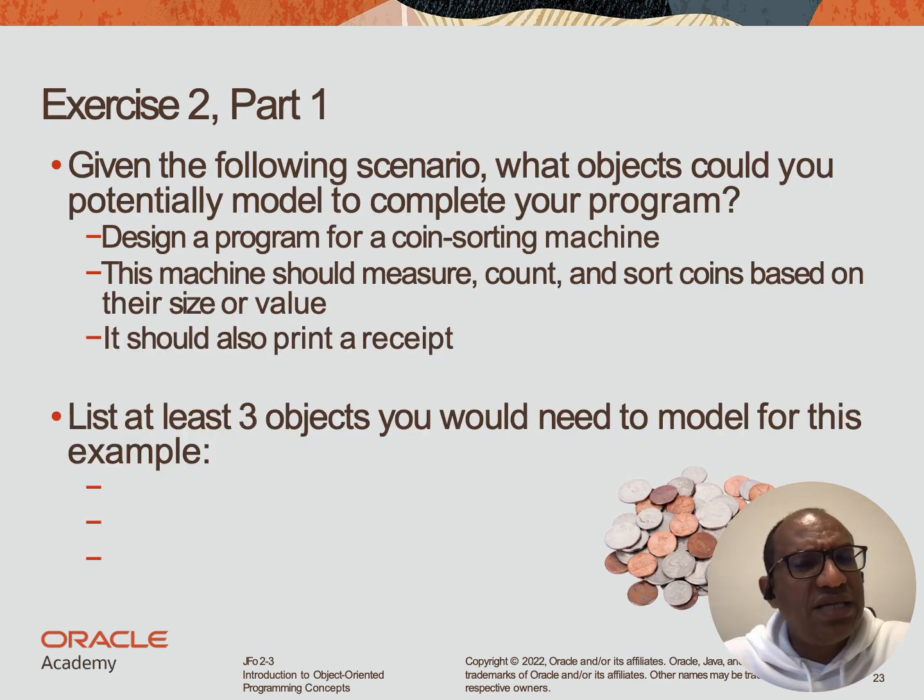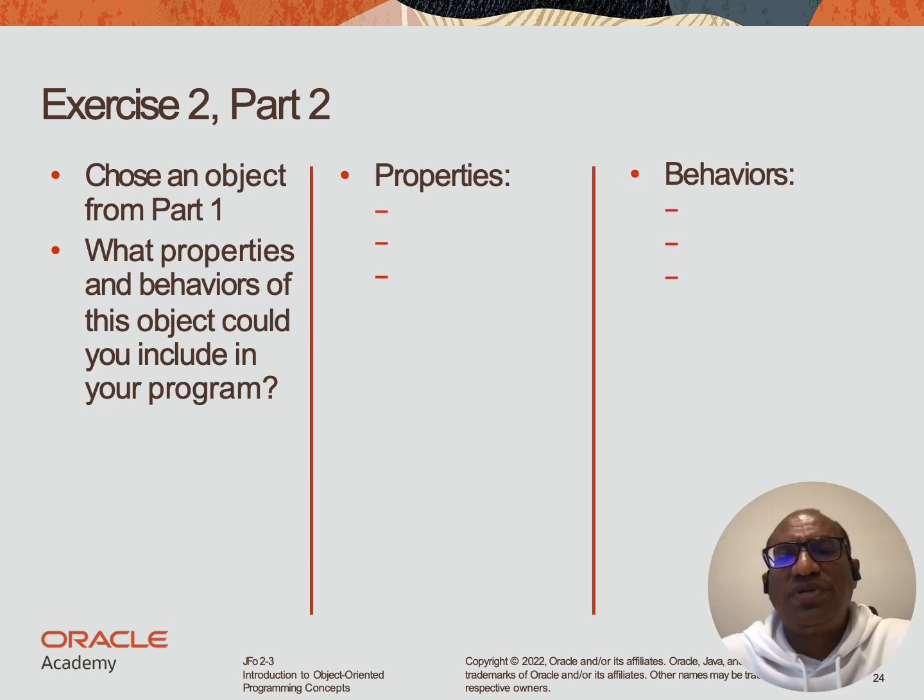Now try this. Design a coin sorting machine. What objects would you need? Maybe coins, a sorter, a counter, and a printer for receipts. Pick one of these objects. What are its properties? What behaviors does it need? This is how we model objects in Java.